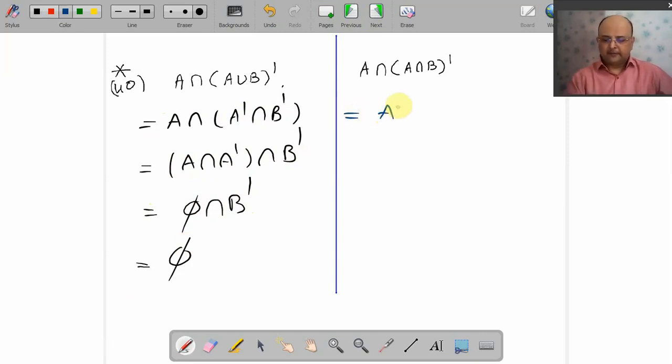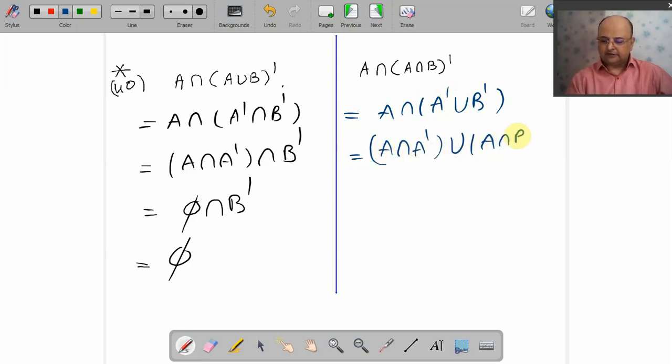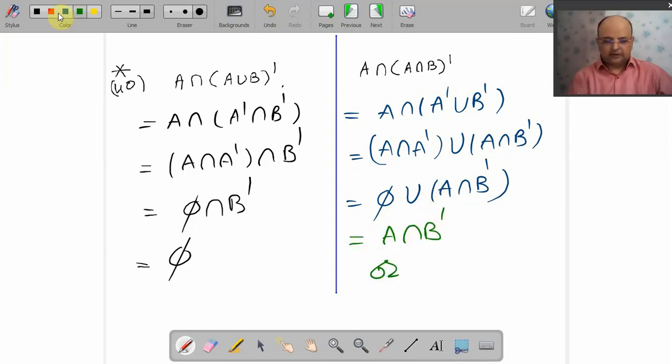We go for this. Come on, you will help me. A intersection (A' union B'). By distributive law, (A intersection A') union (A intersection B'). What is A intersection A'? Yes dear, phi union (A intersection B'). That is nothing but A intersection B', or it is the same as A minus B.